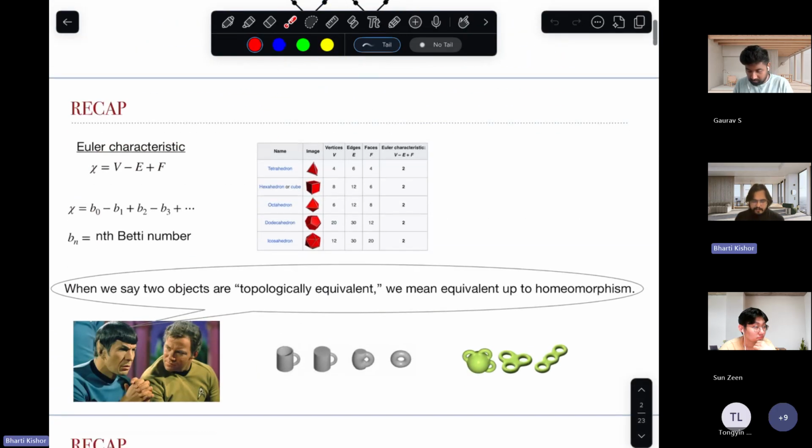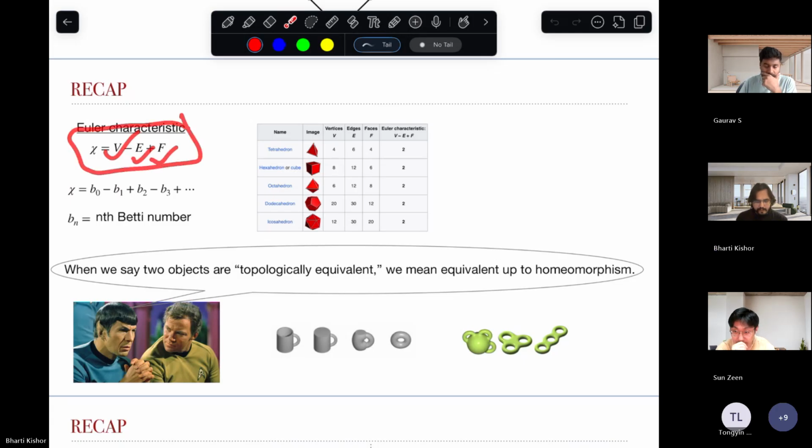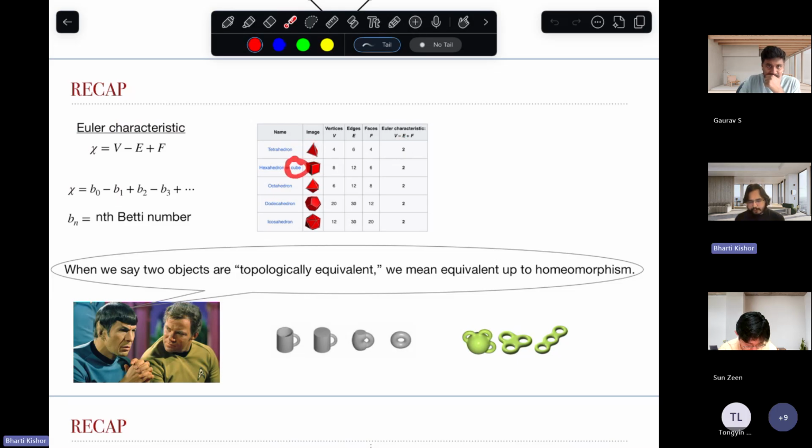Okay, so let's do a recap of what we discussed last week. We had this notion of Euler characteristic, which is vertices minus edges plus faces. When you do that for a tetrahedron, you get the number 2. You do it for a cube, it has 8 vertices, 12 edges, 6 faces, and you again get 2. For a bunch of different objects, you get 2. Even if you do it for a sphere, in the manner that we discussed last week, you get 2.